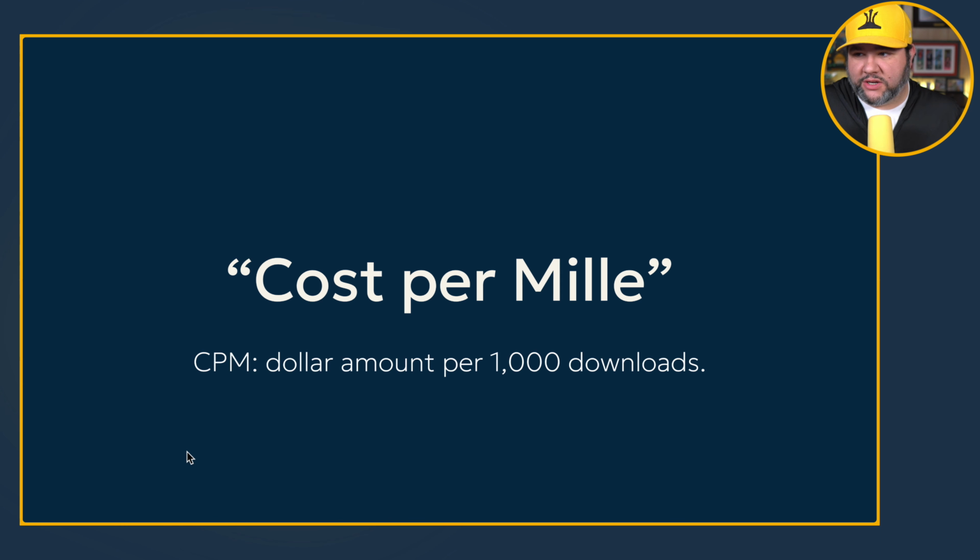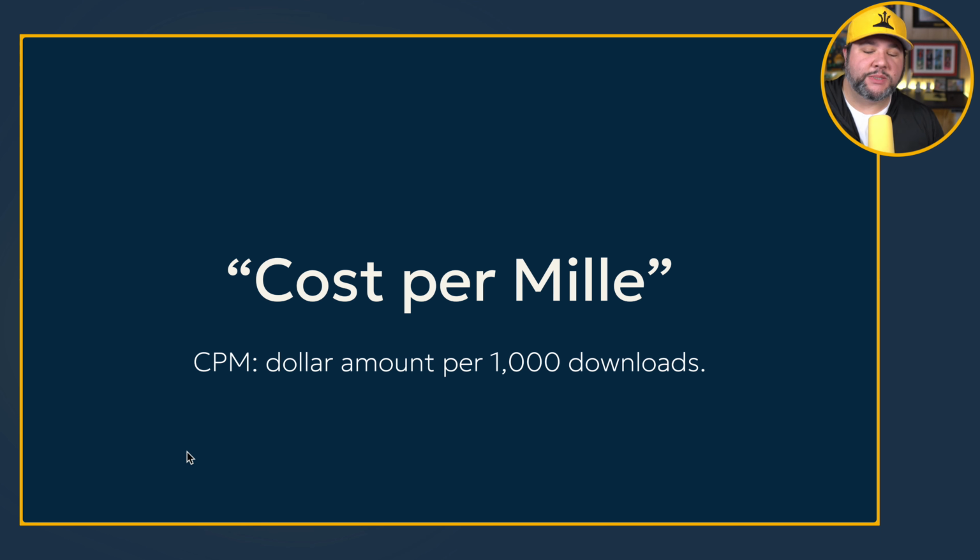First, the industry standard, CPM, that stands for cost per mille. And cost per mille is the dollar amount per 1,000 downloads. So if the CPM is 100, then you would get $100 for every 1,000 downloads. That means if you have 1,000 downloads, you'd get $100. If you have 10,000 downloads, you'd get $1,000.